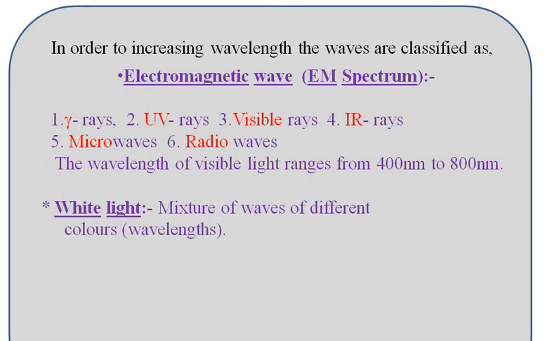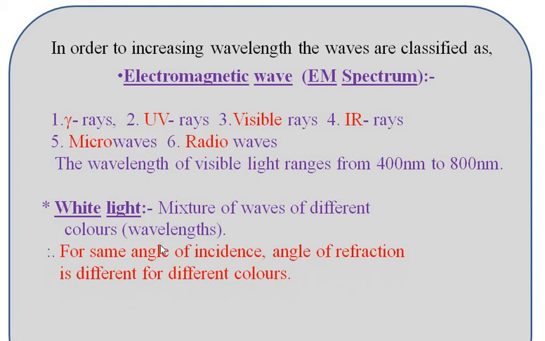White light consists of different colors, that is, it is a mixture of different colors, and different colors mean different wavelengths. Due to different wavelengths, we see different colors. Therefore, for the same angle of incidence, the angle of refraction is different for different colors. Angle of incidence is the same, but angle of refraction is different for different colors.